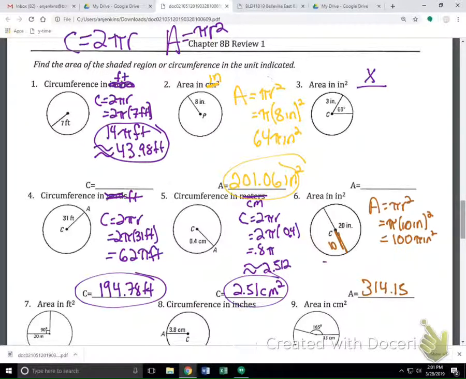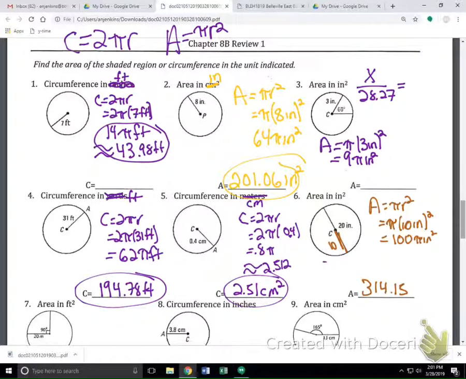So, yes, ma'am. Why is it 1.15? In the denominator, we put the area of our circle. The area of our circle is pi r squared. So, pi 3 inches squared. What's 3 squared? 9 pi inches squared. What's 9 times pi? 28.27. And then on the other side, you put the degree of your shaded area.